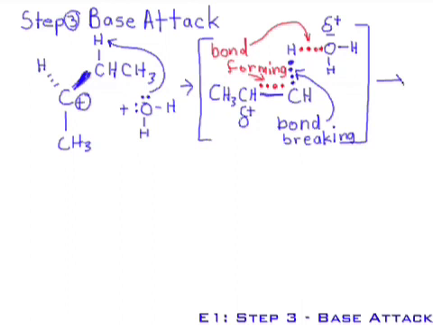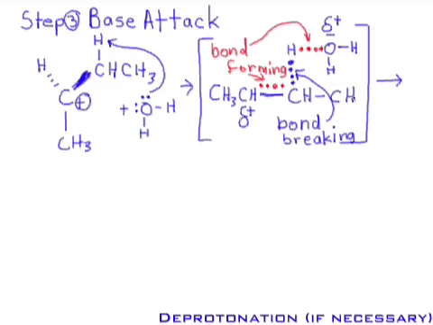Now, running out of room, so I'm going to draw the product down here. Once we're done, oops, I forgot my methyl here. There we go. That methyl is this methyl here. Once we're done, we have produced this product. And of course, we also have the H3O plus that we've produced. And floating in solution is also the Br minus that formed when we formed the carbocation.